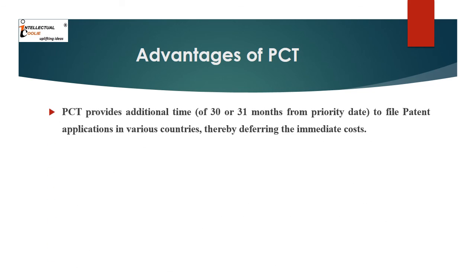Then what are the advantages? PCT provides additional time. This is the most important part of PCT because it gives 30 to 31 months. A few countries have a timeline of 30 months and a few countries have a timeline of 31 months. India follows a 31 months timeline from the priority date to file a patent application in various countries. So, this timeline is an advantageous factor in PCT.